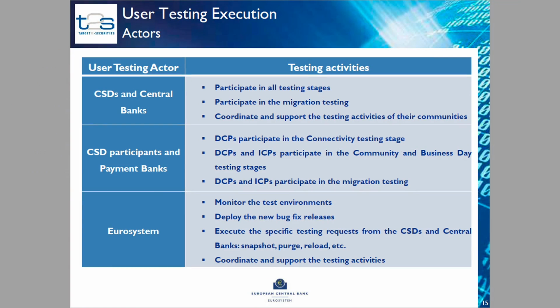So who are the actors in the execution phase? We have CSDs and central banks. We have CSD participants and payment banks, and we have the Eurosystem. CSDs and central banks are the ones who participate in all testing stages. They really have to be there for a long time, and it's fully understandable. It's quite an effort for them, and they need to participate not only in functional testing but also in migration testing. They have to make sure that everything works very well before they involve their communities. They also do the coordination with their participants.